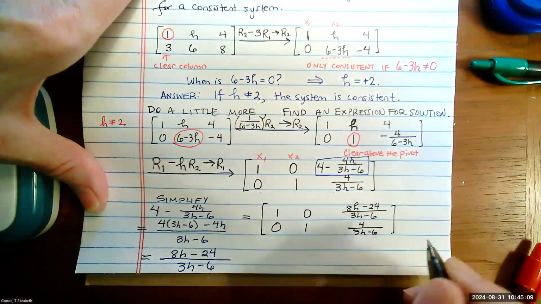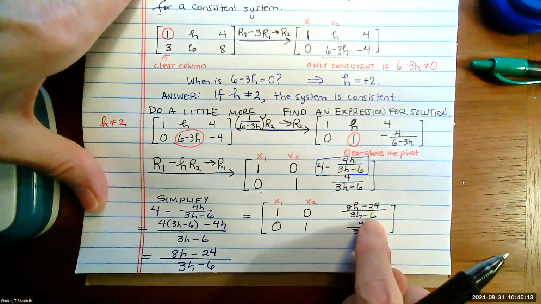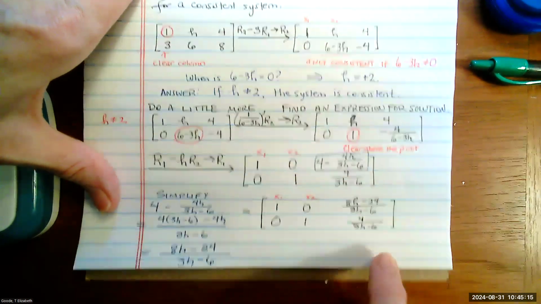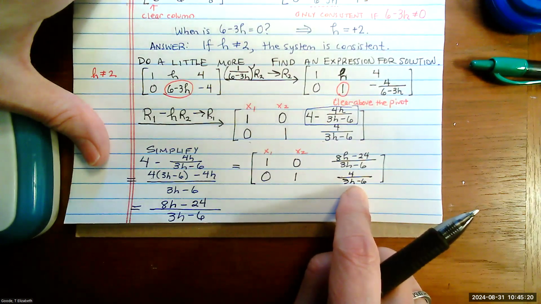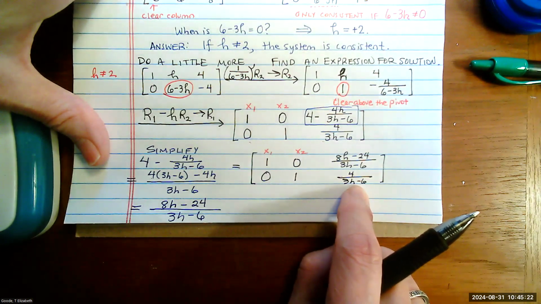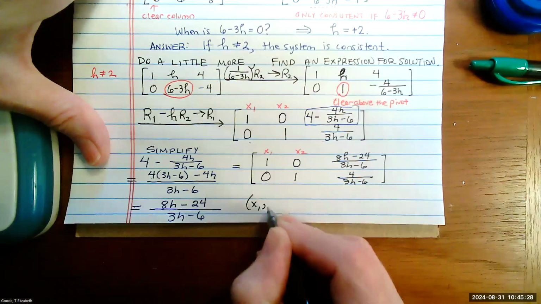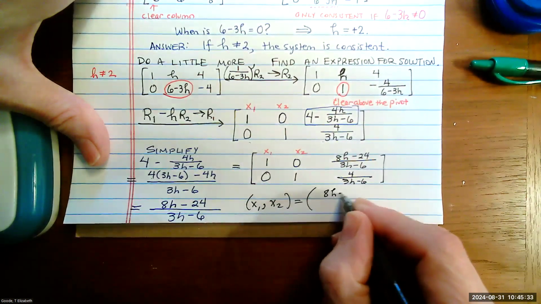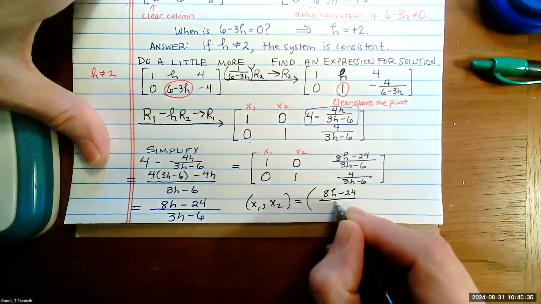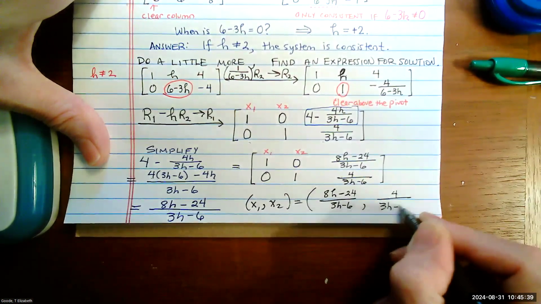And we can see that our solution now is that x1 has this expression and x2 has this. And as long as h is not equal to 2, you can get yourself any solution. So given any h that's not equal to 2, we get a solution x1, x2 that could be written like this: 8h minus 24 over 3h minus 6, and then 4 over 3h minus 6.